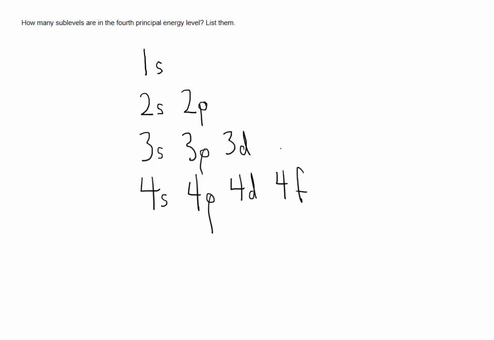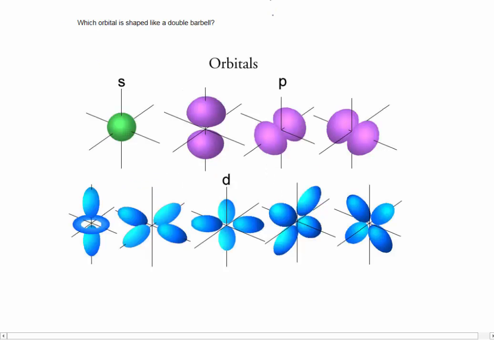So when they ask how many sublevels there are in the 4th principal energy level, the correct answer would be 4. There's a 4s sublevel, a 4p sublevel, a 4d sublevel, and a 4f sublevel. So on the ones that you should list, it's these. If I ask the same question about the second energy level, there would be 2 sublevels, a 2s and a 2p. All right, moving on to the next question.